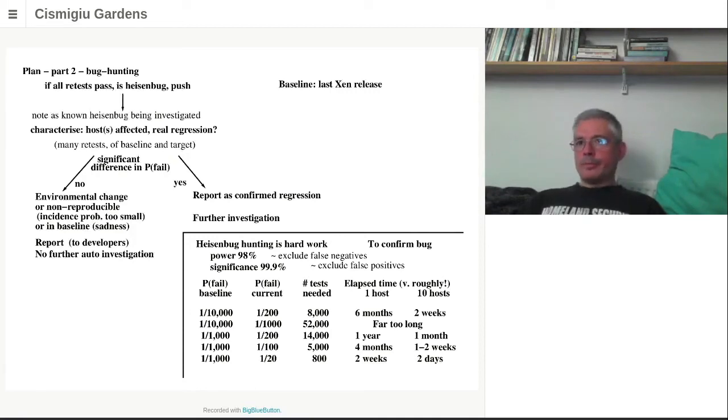So I'm not sure how valuable this is. There's a certain amount of work here to implement this. I think it would be reasonably doable.